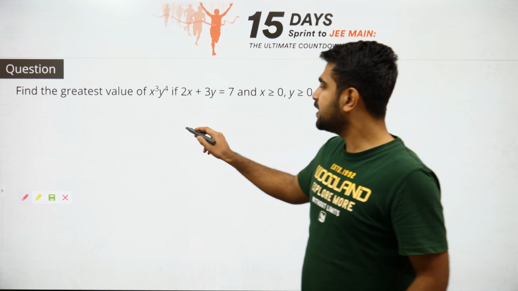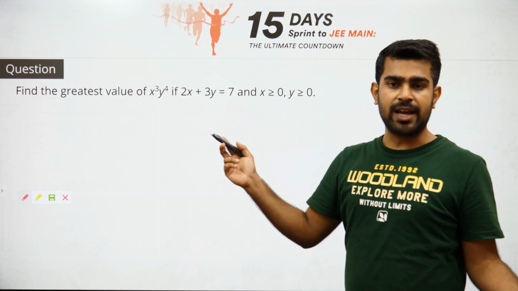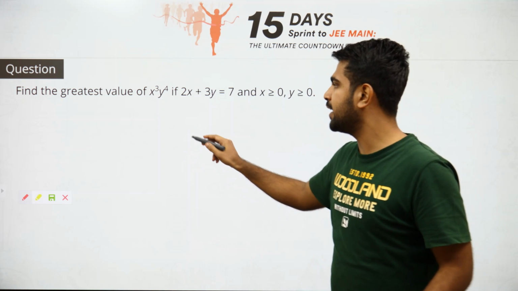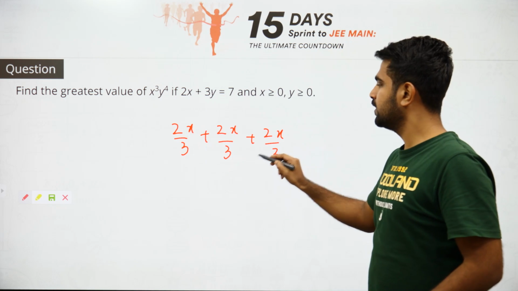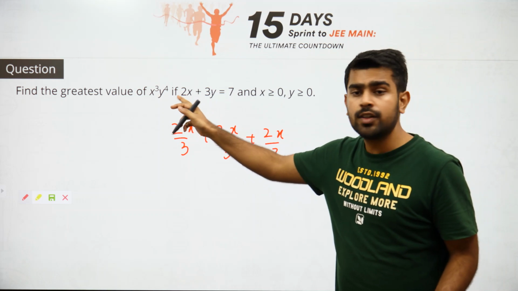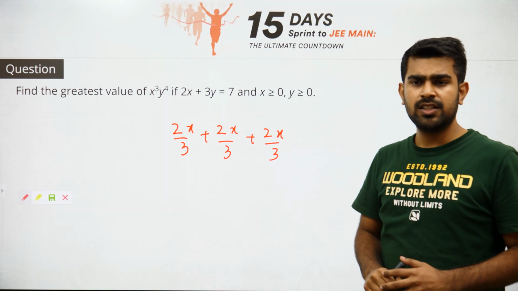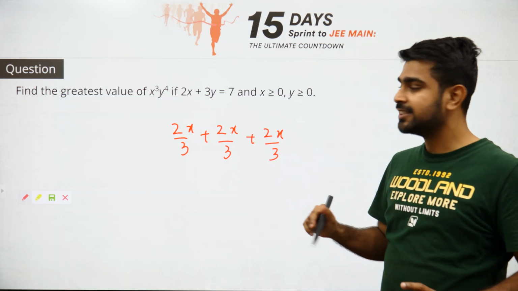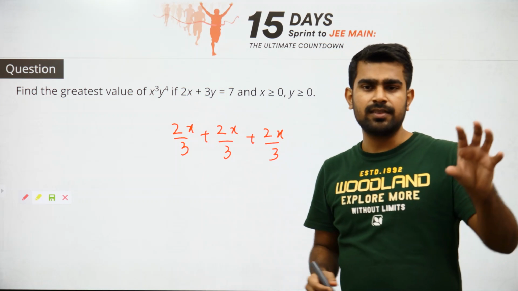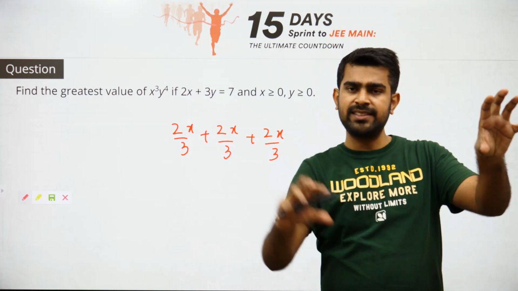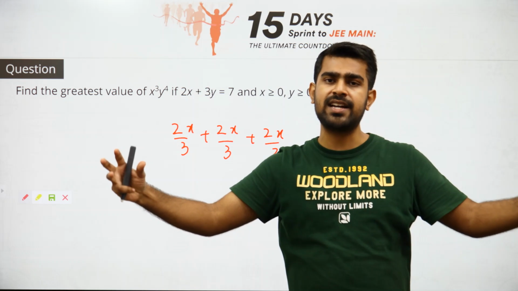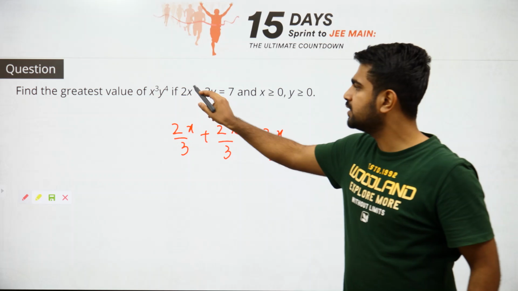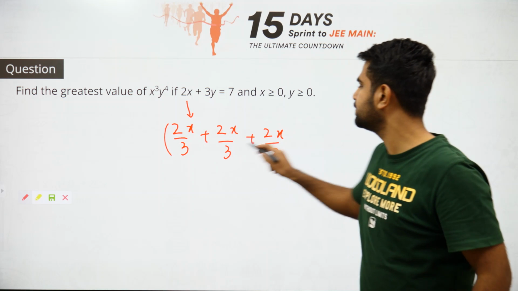So here we have 2x plus 3y is equal to 7. Now 2x plus 3y is equal to 7. I can split it in a different way. Can I write it like this? Is that fine? I just wrote 2x like this. You will understand it in a minute, the reason why I did this. I just wrote 2x as 2x by 3, 2x by 3, 2x by 3. I just split it into 3 parts. When I combine all of them, what do I get? I get 2x only.